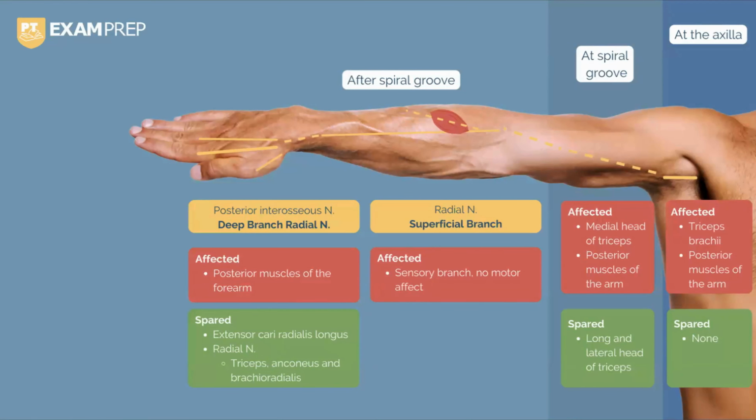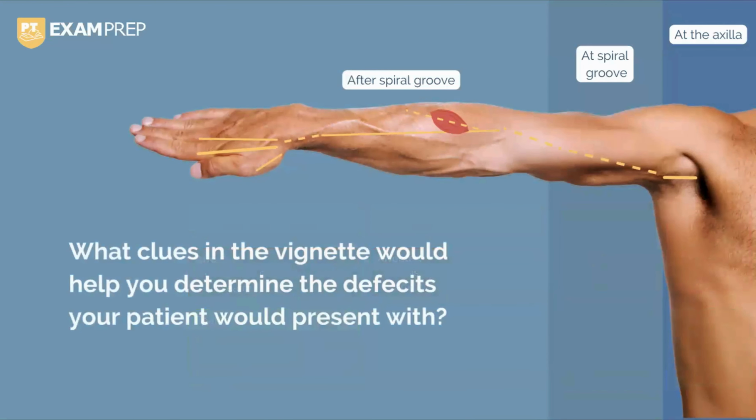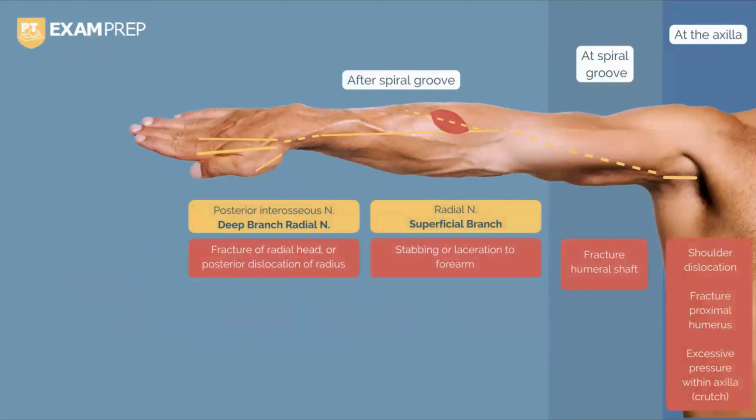And now, wouldn't it be great if we thought about what is going to be in the vignette that's going to tell us that they could have an issue with the axilla, the spiral groove, or after? Because it's not often they're going to say at the level of the spiral groove, right? They're going to give a more clinical context. So here's how we're making anatomy all about clinical situations.